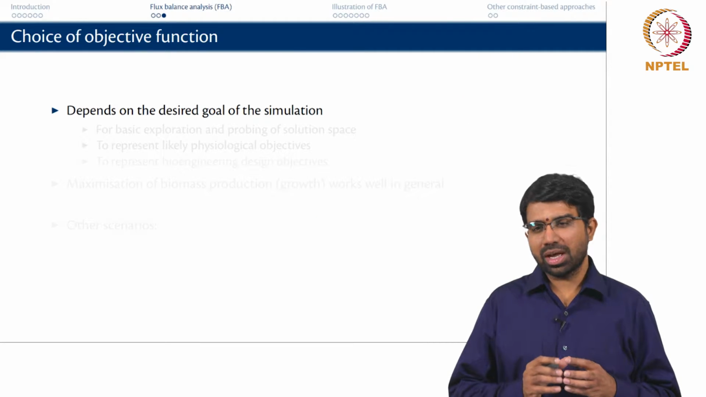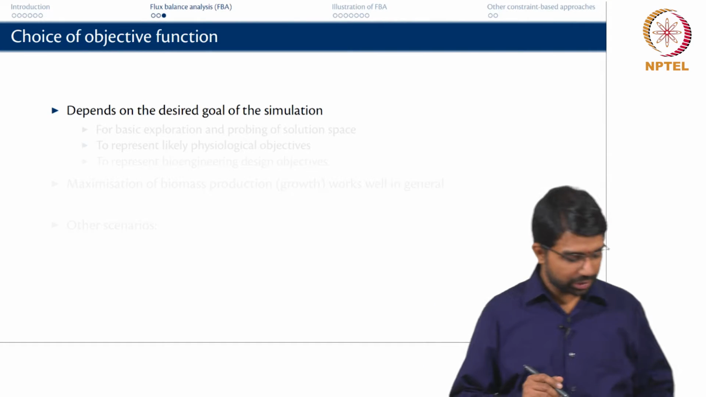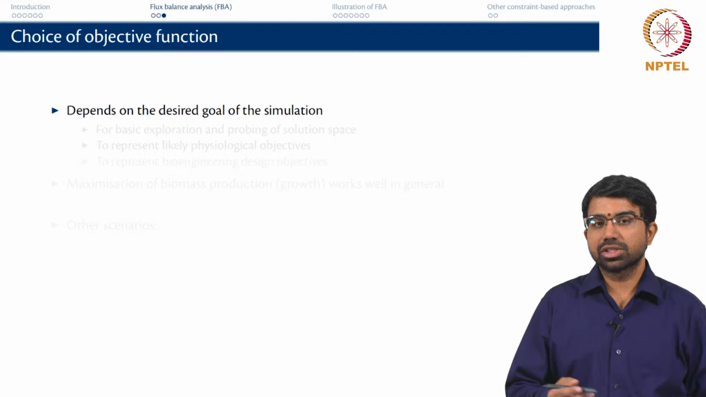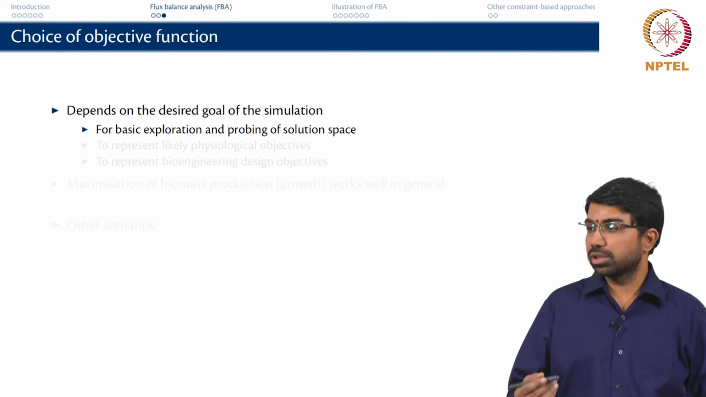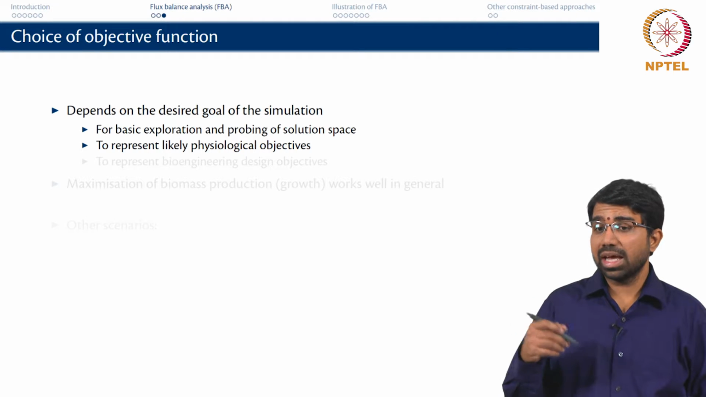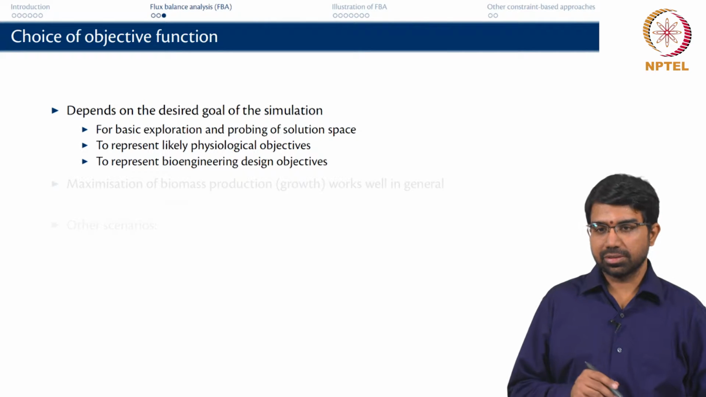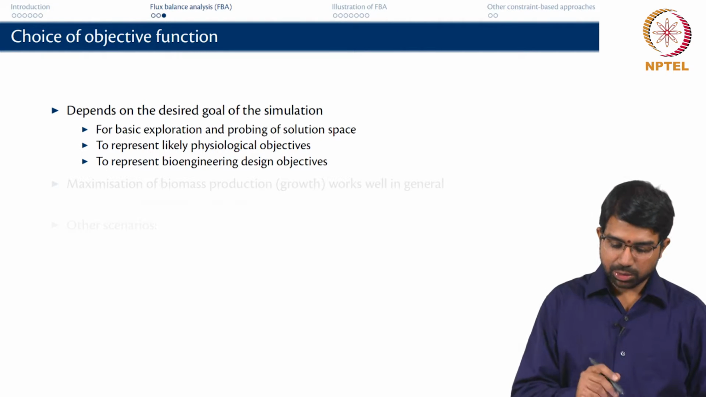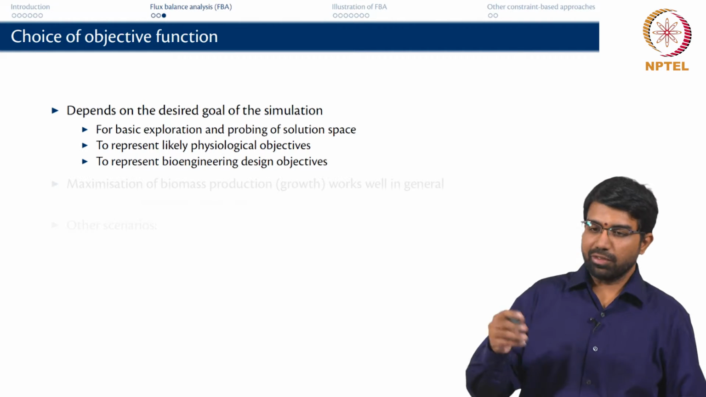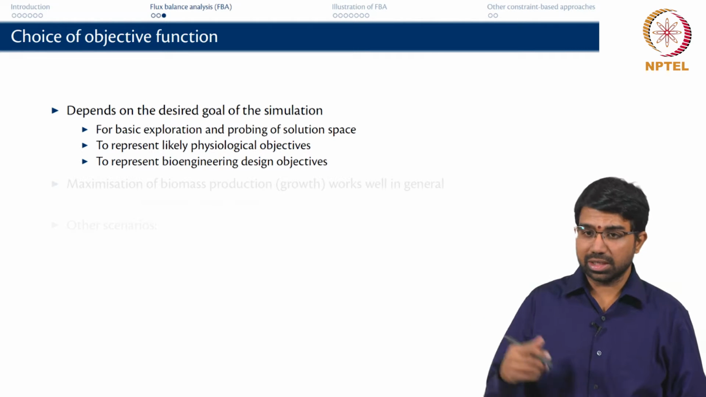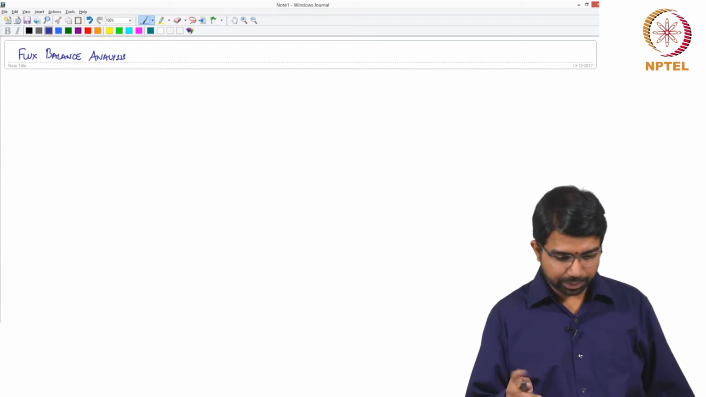And this is where I want you to have a more fundamental understanding of FBA, and let us see what that is. One obvious way to pick the objective function is based on the desired goal of the simulation, maybe for basic exploration and probing of the solution space, or to represent likely physiological objectives, or to represent bioengineering design objectives. Let us just look at the last two. You can imagine what exploring the solution space is, right. You just try different objective functions to see what kind of configurations are admissible in the cell. But let us remind ourselves what we have been doing.